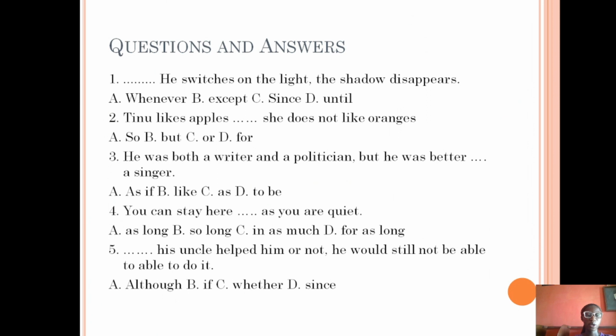Question 5. Dash that his uncle helped him or not, he would still not be able to do it. A, although. B, if. C, whether. D, since. The correct option is C. Whether his uncle helped him or not, he would still not be able to do it.